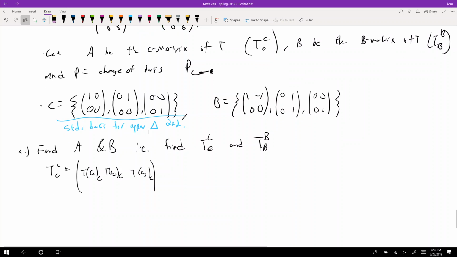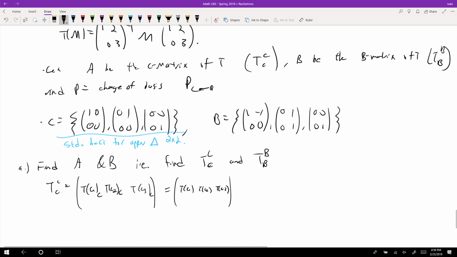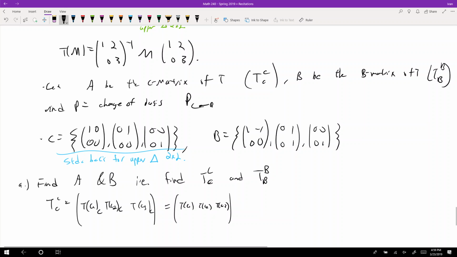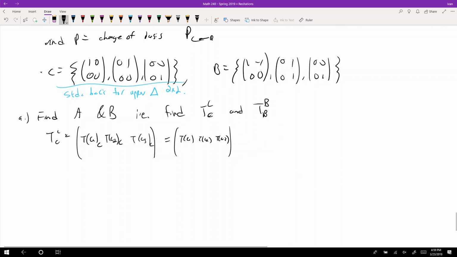So really, I don't have to write subscript C here. It's just plug C1 and C2 into the change of basis. This is really just TC1, TC2, and TC3. The only annoying thing is that we have to do all this multiplication. First of all, let's find what the inverse of [1, 2; 0, 3] is. That's equal to 1/3 times [3, -2; 0, 1].